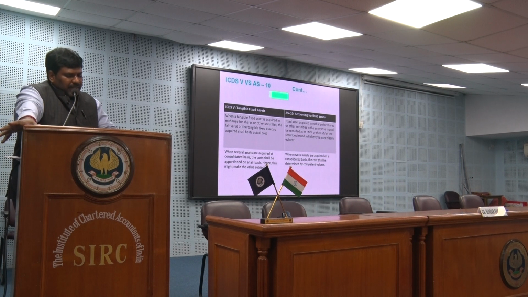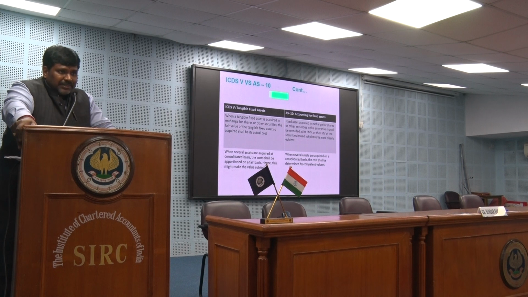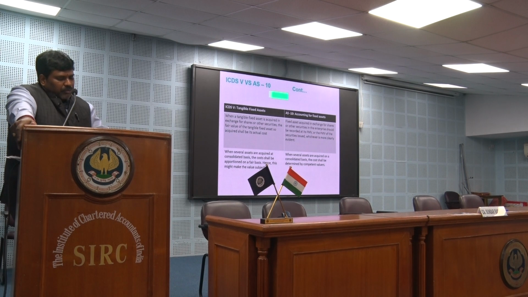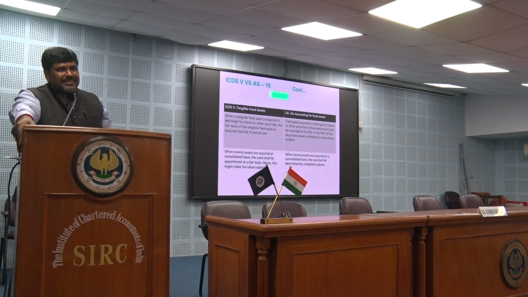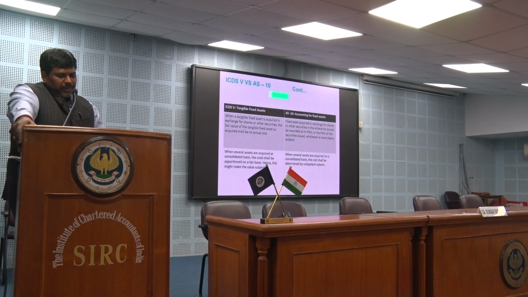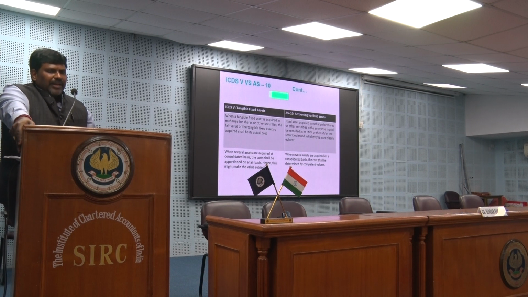When several assets are acquired on a consolidated basis, the cost shall be apportioned on a fair basis, hence it might make the value very, very subjective. As far as PPE is concerned, when several assets are acquired on a consolidated basis, the cost shall be determined by competent valuers.